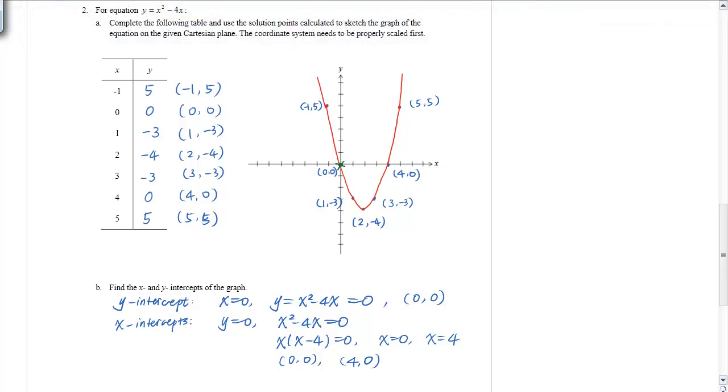On the graph, (0, 0) right here is the x-intercept as well as the y-intercept. And we have another x-intercept that is this (4, 0). So our graph agrees with the calculation for the x and y intercepts of this equation.